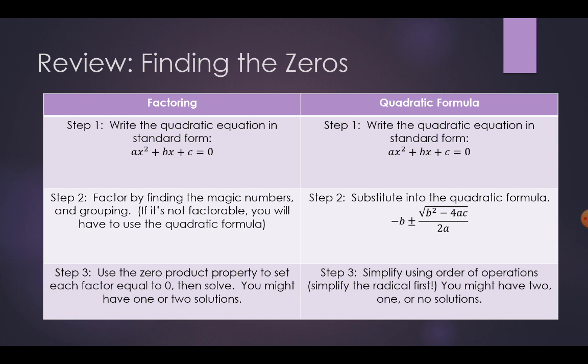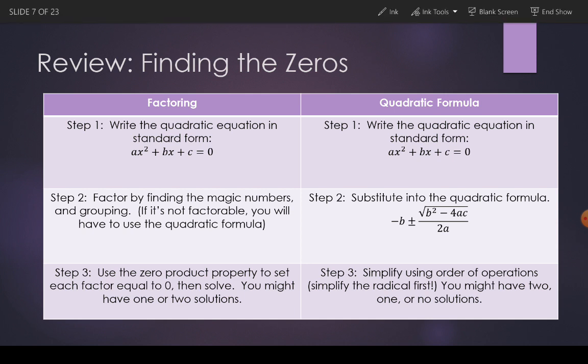So let's review finding the zeros. We've learned about 2 different methods of finding zeros. We can solve by factoring, and then we can solve by using the quadratic formula. Both options are great, and they have 3 steps that you must follow in order to use them.